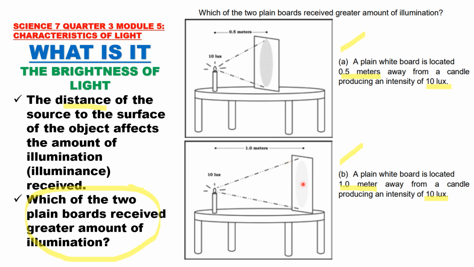So, ang sagot dito, syempre, ay ang letter A. So, dito sa letter A, mas greater ang illumination na na-receive ng plain whiteboard in letter A because yung distance ng ating source to the surface of the object is nearer, mas malapit, 0.5 meters lang. Unlike dito sa letter B, ang distance ng ating light source from the surface of the plain whiteboard is 1.0 meter. Kaya, mas greater ang illumination or mas greater ang illuminance dito sa letter A.